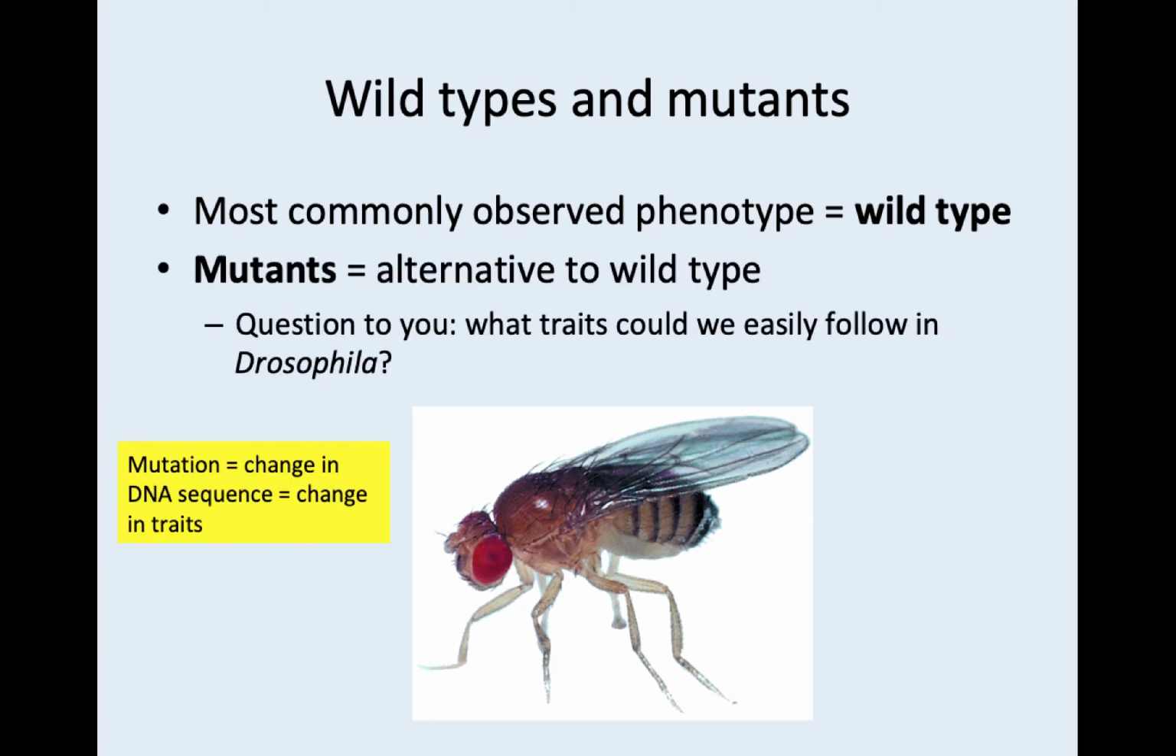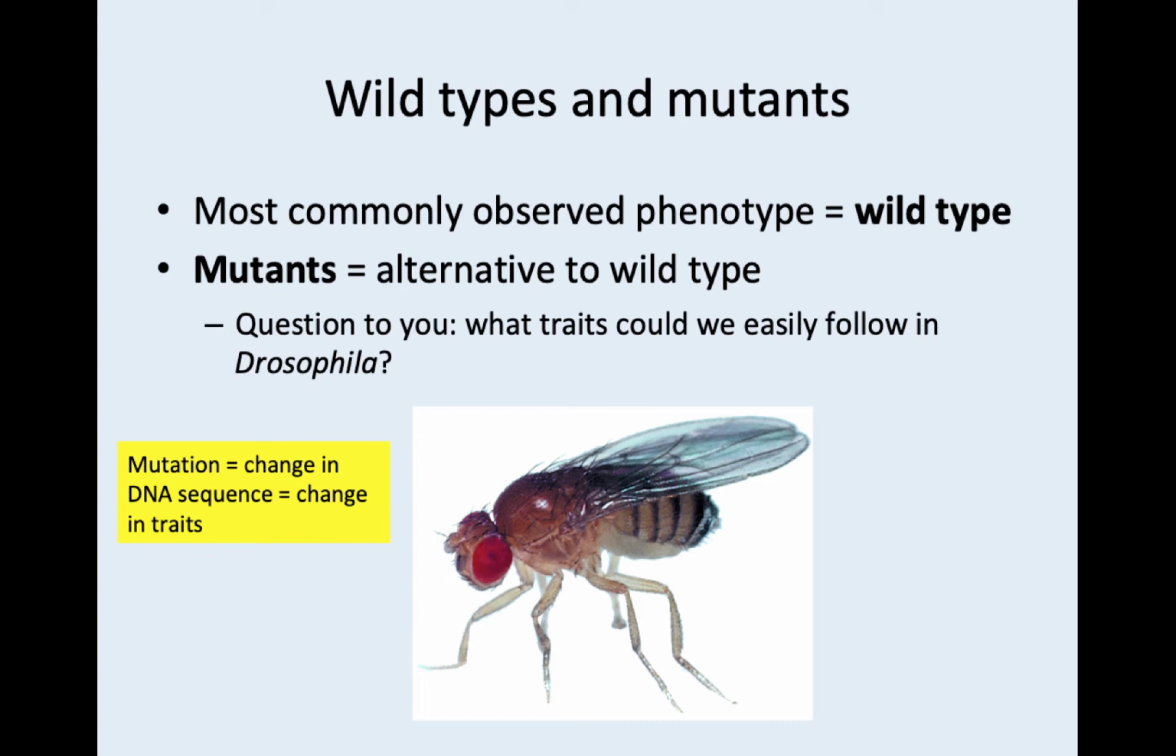So what a mutant is, it's an alternative to the wild type. Something about the fly is different, and when you're doing genetic experiments to follow how traits are inherited, you're often going to want to follow phenotypic traits that are really easy to see. Because you don't want to follow something like metabolism. That's really difficult to study.